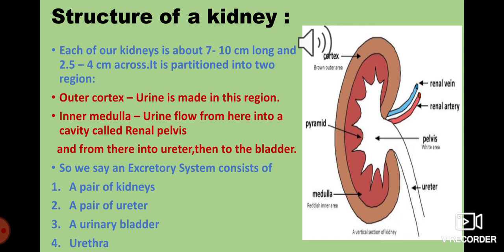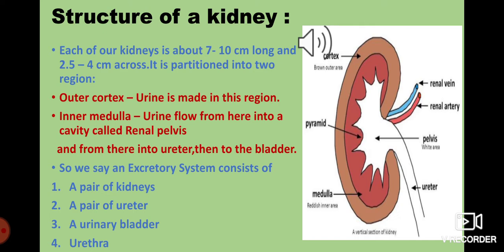The formation of urine usually takes place in the cortex region, and from the cortex the urine flows to the pyramid-shaped medulla, the pyramid-shaped interior region. From there it flows down to the cavity, meaning the empty space, as you can see there. The name of it is the renal pelvis. From there it goes to the ureter, then down to the urinary bladder, and from the bladder to the outside through the urethra.